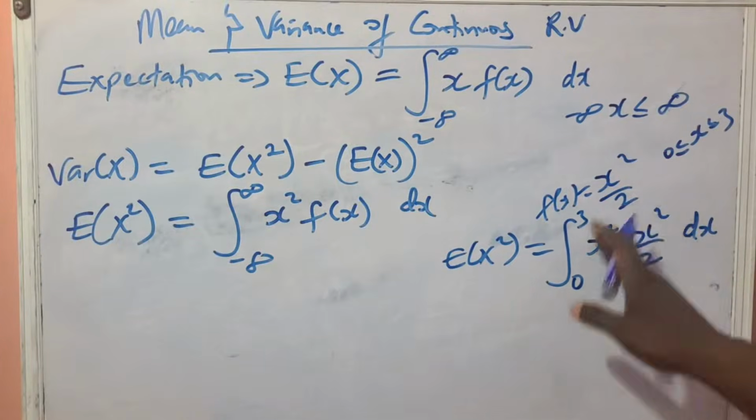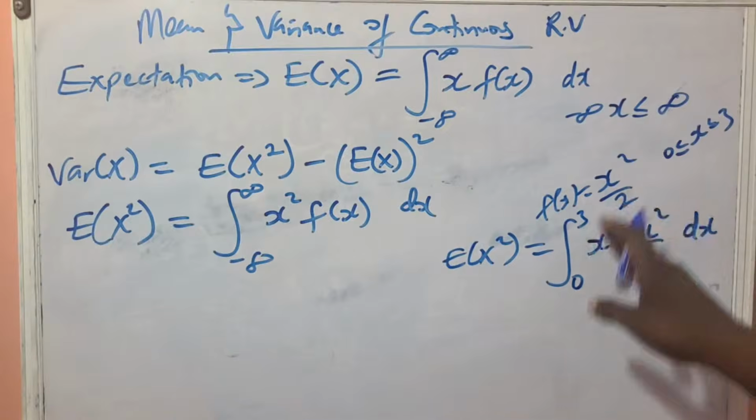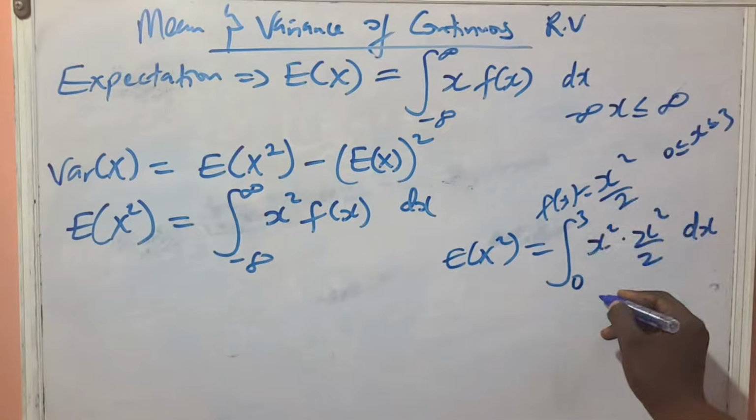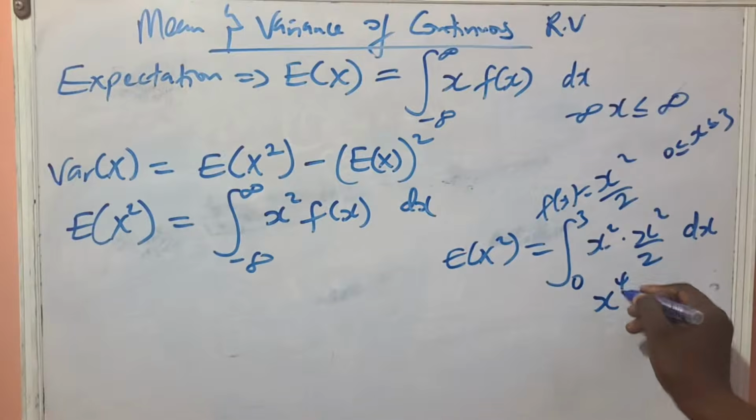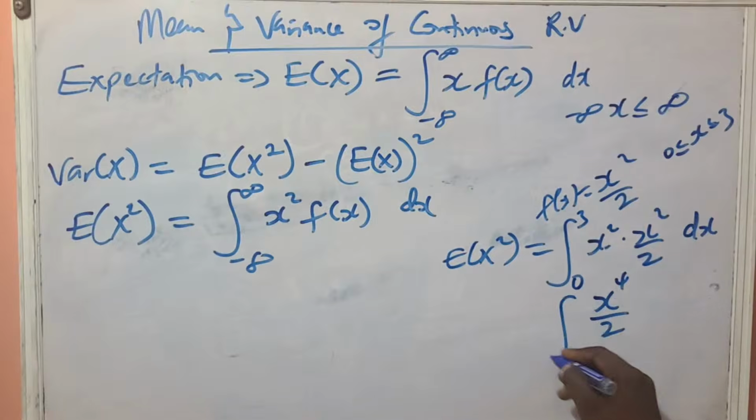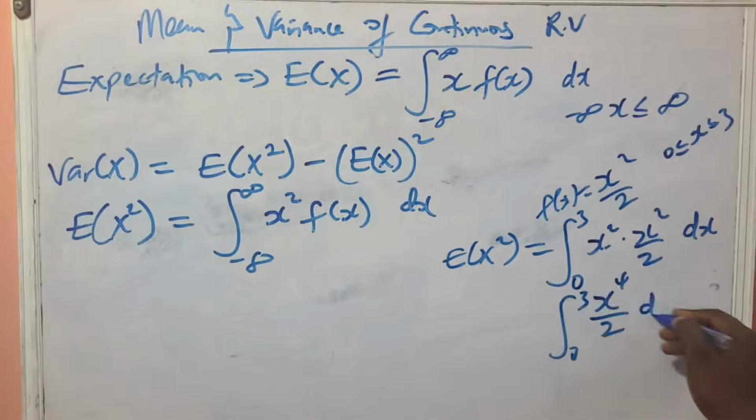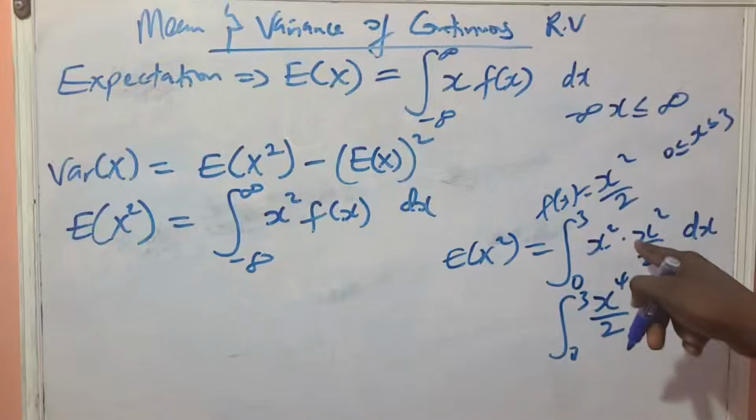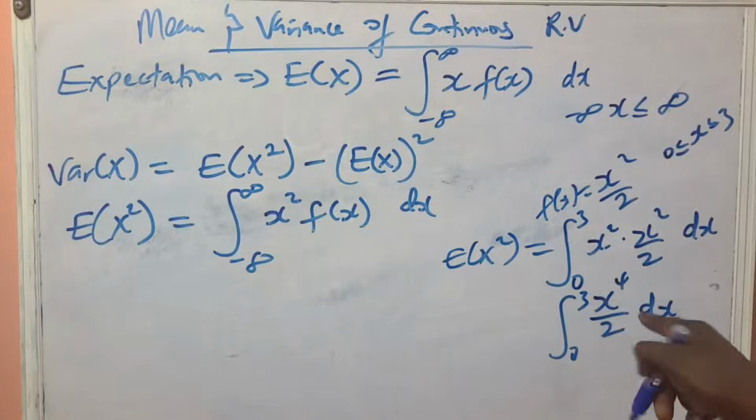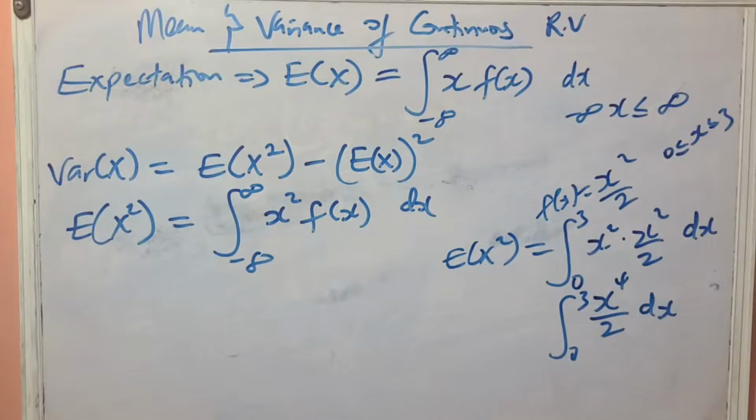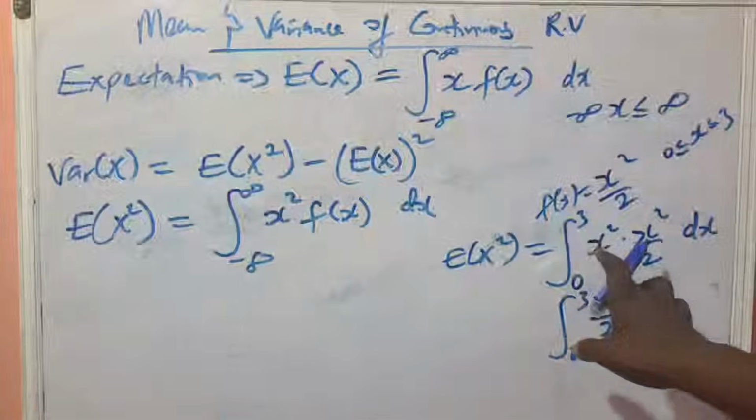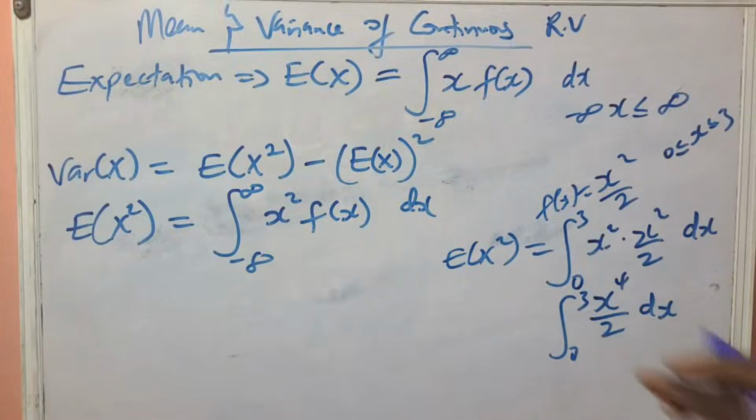So if I wanted to integrate this now, we have to integrate this together. Of course, if you multiply this together, this will give you x raised to the power 4 over 2. So it is this function, when I've multiplied it with that x squared, that I'll be integrating. That's how you find e of x squared. For expectation, only x will be multiplied with the function. But if it's e of x squared, you'll be multiplying x squared.